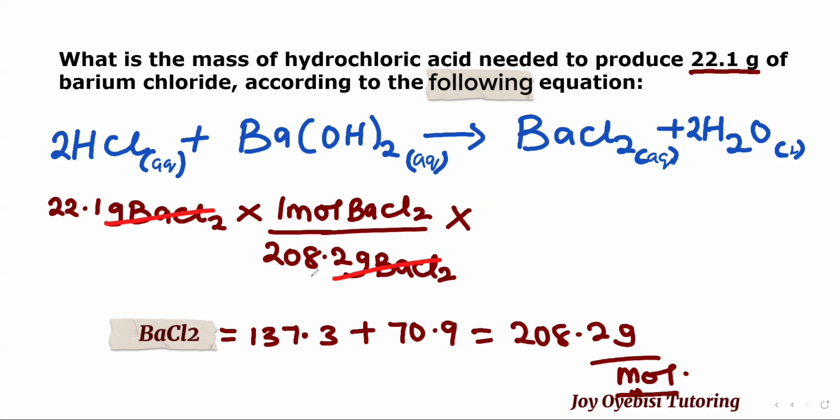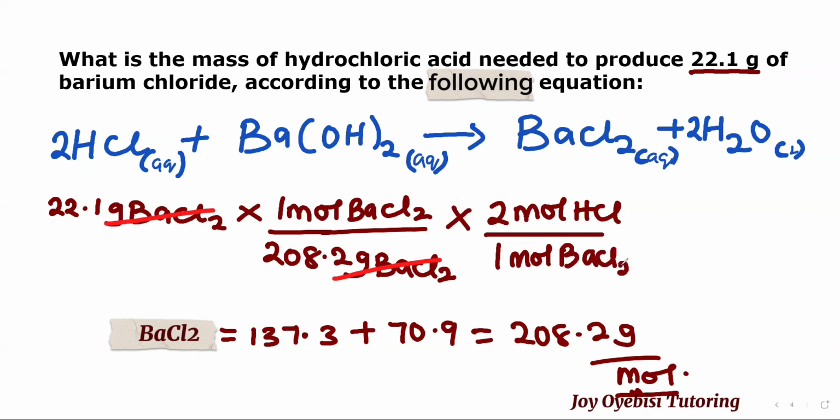And the HCl is going to be your priority because that's what you're trying to convert to. So it stays on top. So you're going to have 2 moles of HCl over 1 mole of the barium chloride, BaCl2. Make sure you are canceling all the like terms on opposite side.